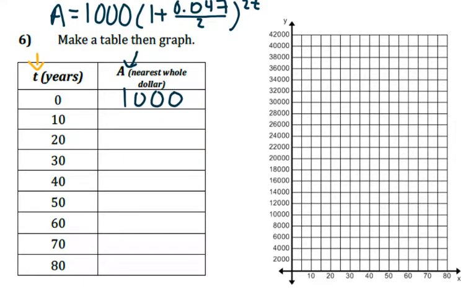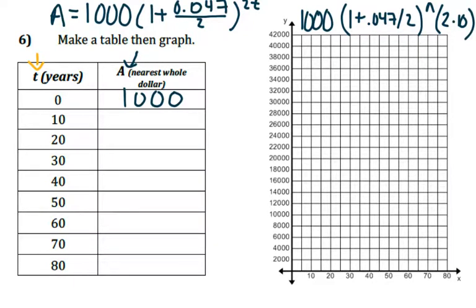When we substitute in 10, just like we did before, we're going to take that 1,000, we're going to multiply it by 1 plus 0.047 divided by 2. This is in our calculators, and then the caret symbol, raising it to the power, parenthesis 2 times 10, or you could just write 20. And when we put that into our calculators, we get 1,591.3. Rounding to the nearest dollar, that would be $1,591.